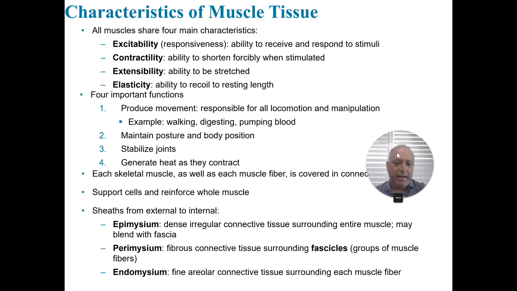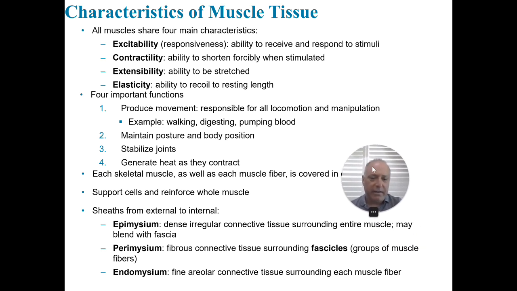So the skeletal muscle has fascia that are layers of connective tissue that organize each bundle. And so there is the epimysium, which is the outer dense irregular connective tissue surrounding the entire muscle. There is the perimysium, which is also fibrous connective tissue, but surrounding the fascicles, which is a group of fibers. And then the endomysium, which is fine areolar connective tissue surrounding each muscle fiber.